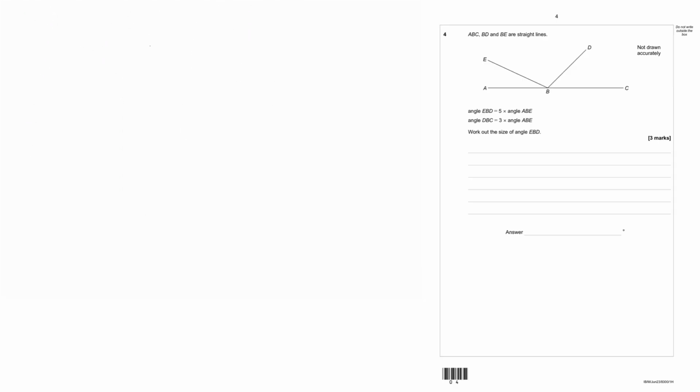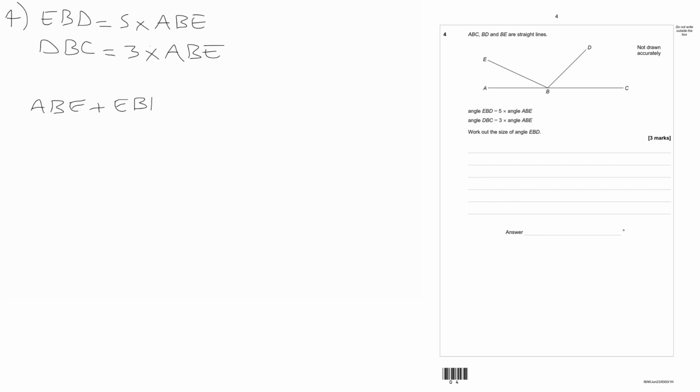So moving on to question 4, and we are told that EBD is equal to 5 times ABE. We are told that DBC is equal to 3 times ABE, and we also know that ABE plus EBD plus DBC lies on a straight line, so this must equal 180 degrees. And using these 3 bits of information, we should be able to work out the size of angle EBD. How are we going to do this?